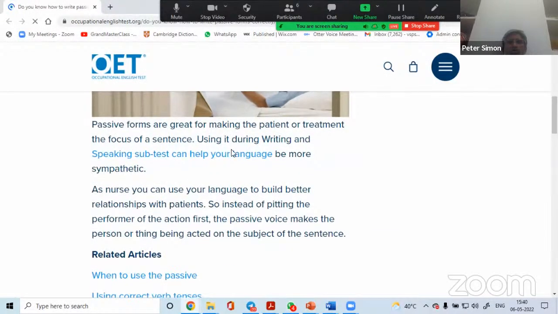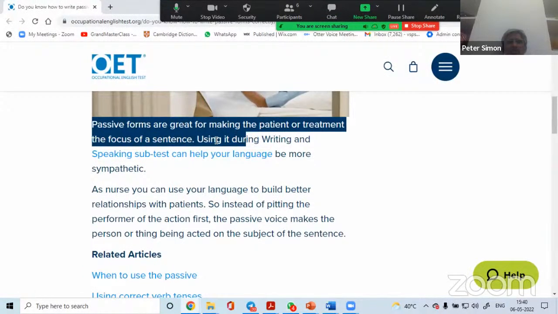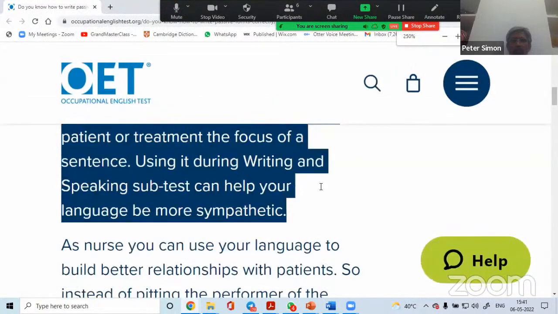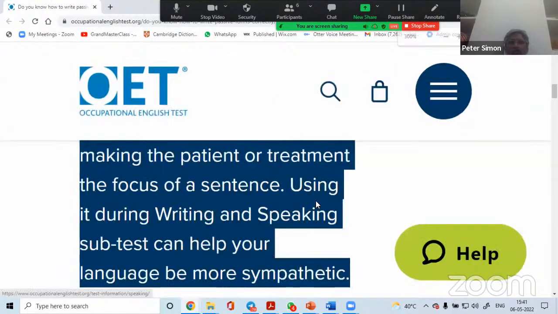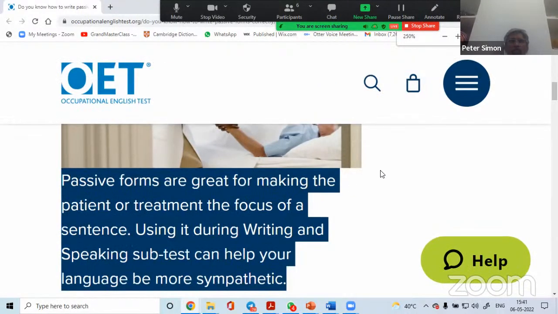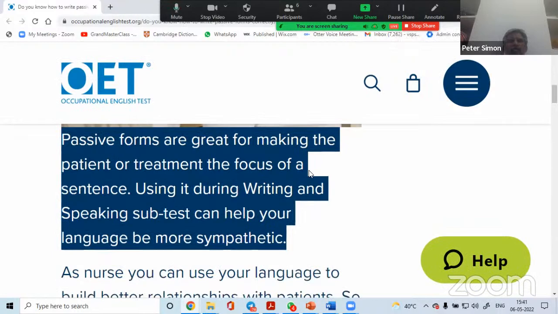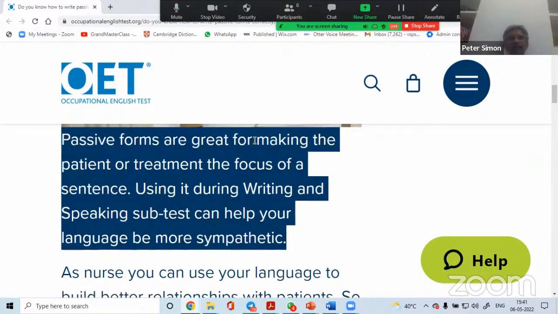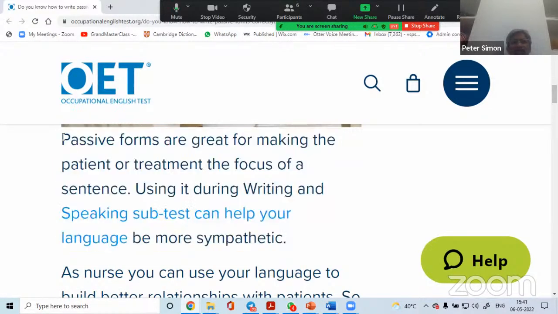So here, see here. Passive forms are great for making the patient or treatment the focus of a sentence. Using it during writing and speaking can help your language be more sympathetic.